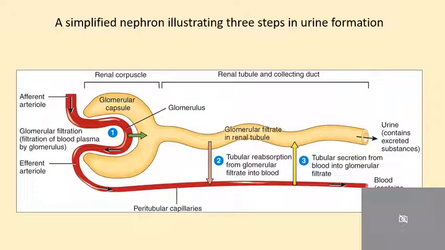Here we see a different artistic representation of a similarly simplified nephron. So it's been truncated, it's made shorter, and there are no kinks or twists or loops. And the artist has maintained the close physical relationship between the blood vessels and the renal tubules. We see our three processes represented here: glomerular filtration, tubular reabsorption, and tubular secretion.